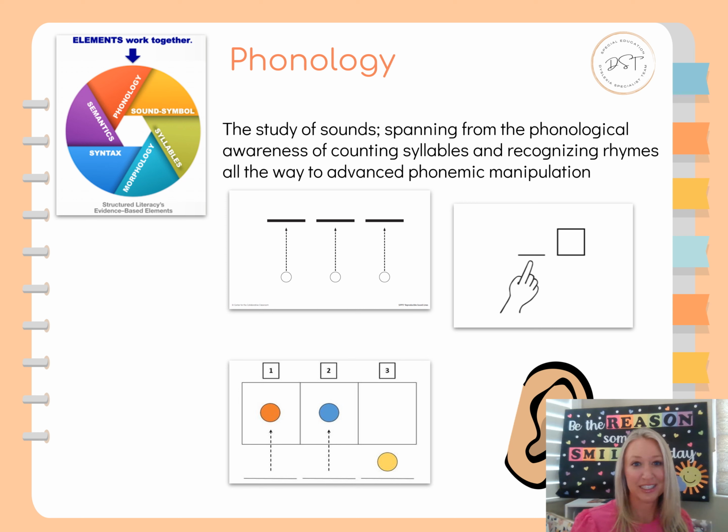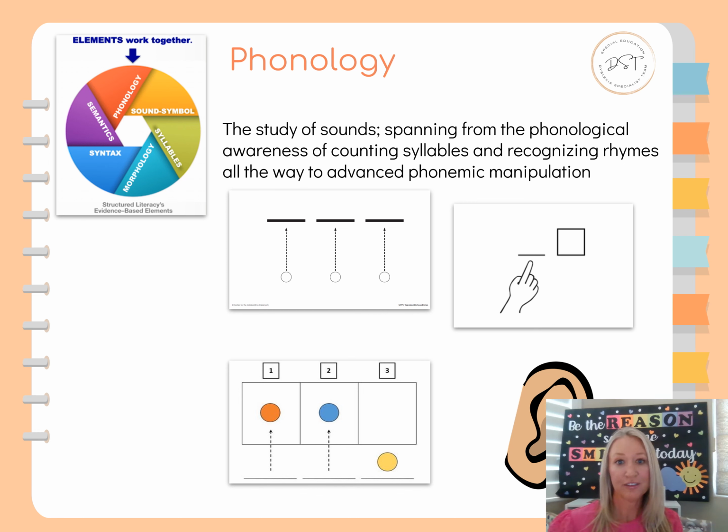The first element is phonology, and phonology can be defined as the study of the sound structure of spoken words. This includes rhyming, counting words in spoken sentences, clapping syllables in spoken words, and phonemic awareness, or manipulation of sounds. Again, these skills range from very easy, basic skills in the preschool years all the way through phoneme manipulation. And the important thing that we know is that these skills need to be practiced until they are mastered.